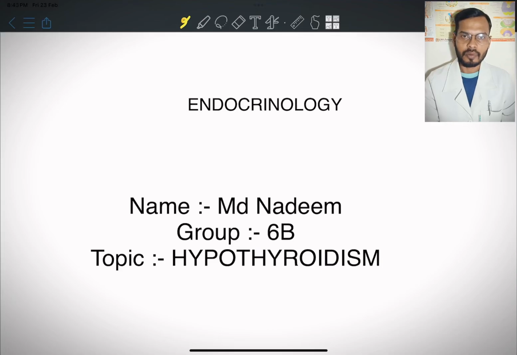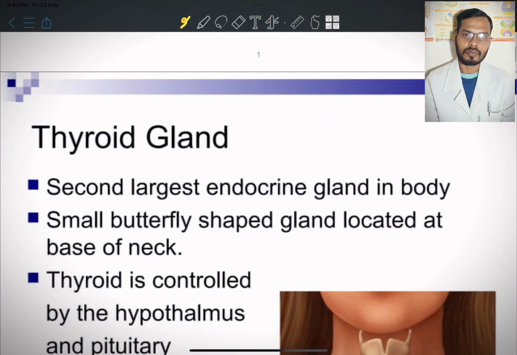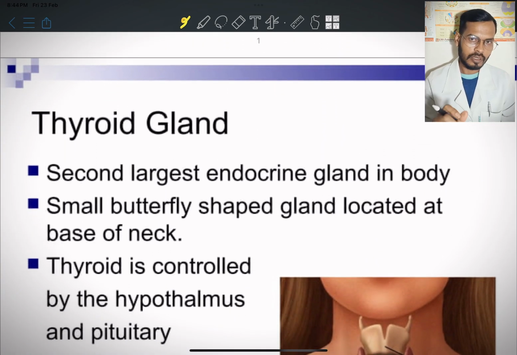Muhammad Nadeem. I am going to present endocrinology, and the topic is hypothyroidism. It occurs when the secretion of the thyroid gland decreases and the hormone level decreases.